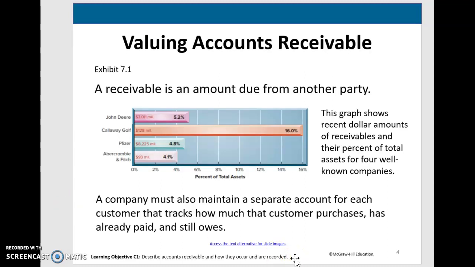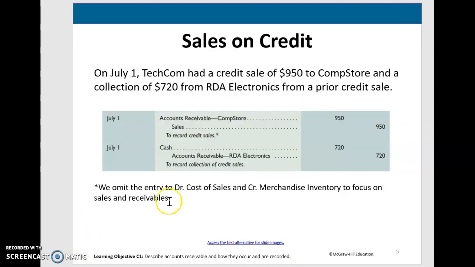Accounts receivable are amounts due from other companies that we have sold to, and a sale on credit looks like this. We debit the accounts receivable, we credit sales, and then remember every time we have a sale, we have the debit to cost of sales and the credit to merchandise inventory. That entry was omitted in this example. And then when we collect the accounts receivable, we debit cash and credit accounts receivable.